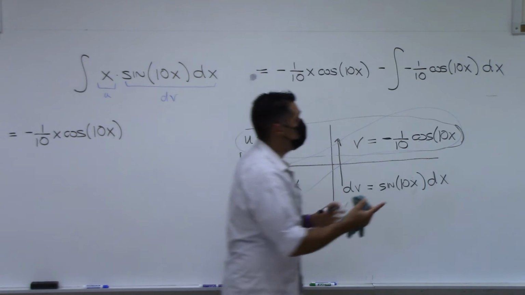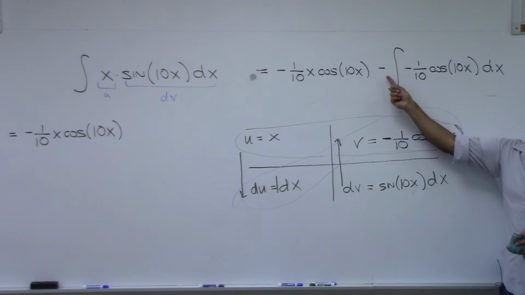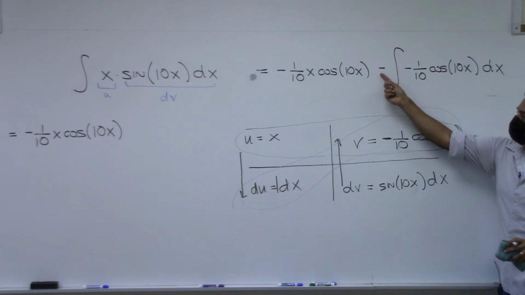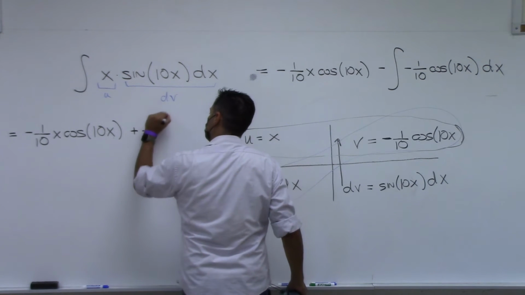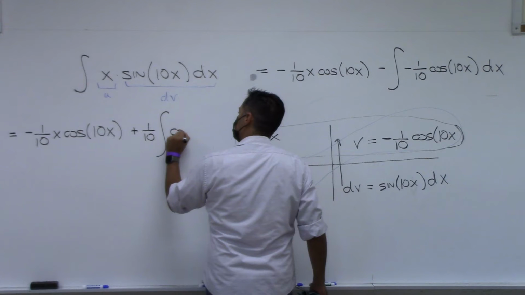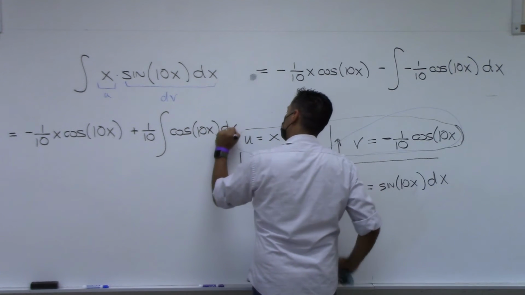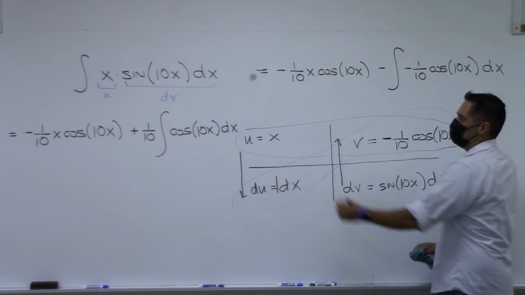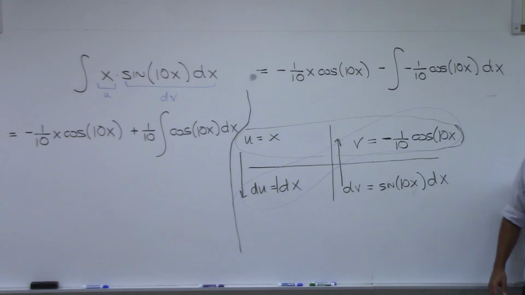And I'm going to do a couple of things here. Negative and negative, I can pull this negative 1/10 out and make it a plus. So I'm going to say plus 1/10 times the new integral, cosine of 10x dx. Sorry, it's been over a year since I've written on a board, so I'm writing a little big here, but I'm also trying to make sure it comes out on camera.